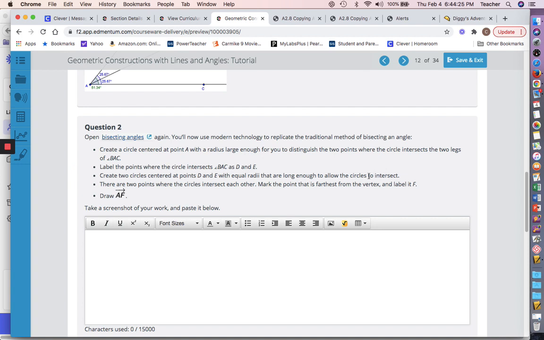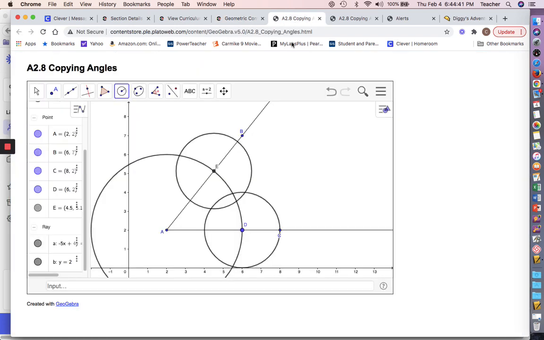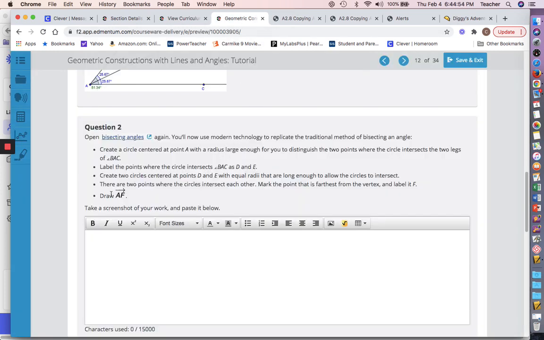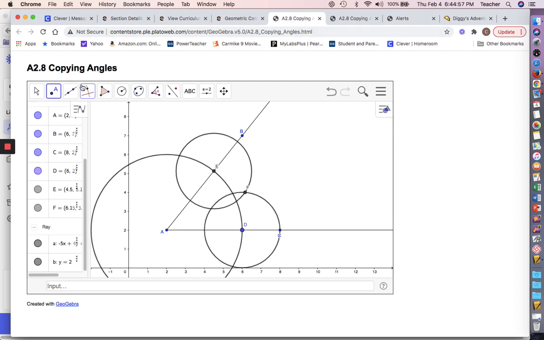Okay, so the circles intersect. Very good. All right, next bullet point. There are 2 points where the circles intersect each other. Ha! That's what I told you I wanted to happen. Mark the point that is furthest away from the vertex and label it F. The one farthest away is this one, because your vertex is right there. The farther away is that one. So that's the one I'm going to label F. Okay. All right, draw AF. I'm going to come over here to ray, click on A, click on F.